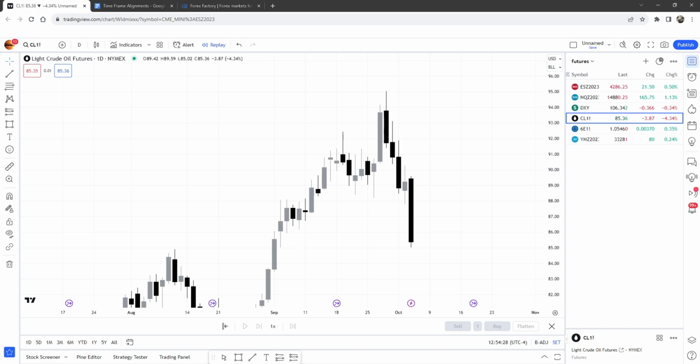Example of bullish and bearish breaker. We did do an example of bullish and bearish. So if you were here watching, you got both examples.